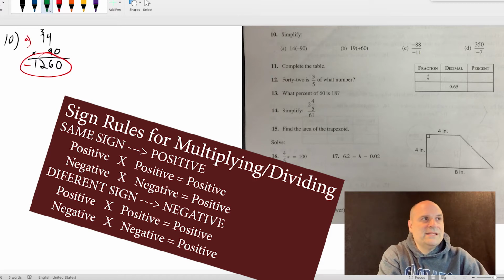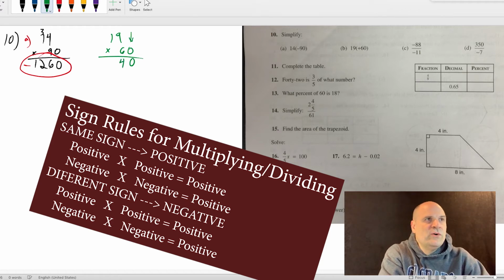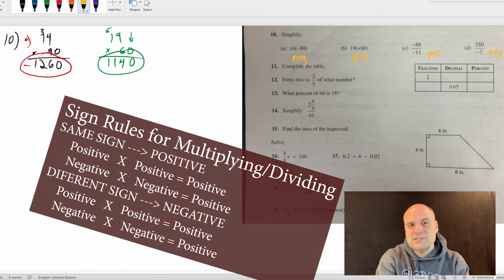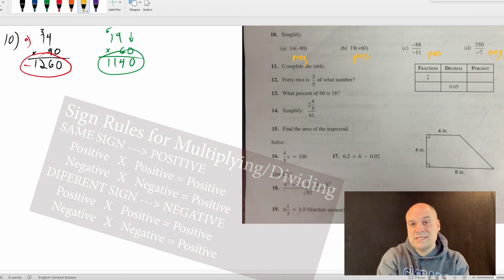B says 19 times 60. So tail that, hang that 0 on the end there, bring it down, and now just multiply 19 times 6. So that's 54, carry the 5, 1,140, and remember it's a positive times a positive, so that's going to be positive. It might be good if you want to go through and make sure you know the answers are negative, positive, and what's a negative divided by a negative? That becomes a positive. Positive divided by a negative is negative. Then you don't have to worry about the positives and negatives anymore. Just make sure that you put those signs on the answers.